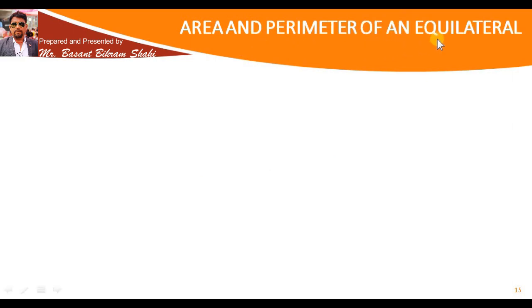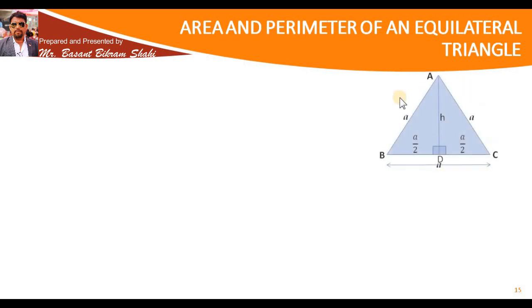Area and perimeter of an equilateral triangle. This is a figure of an equilateral triangle ABC. Here AB equal to BC equal to AC. As all the sides are equal, they are denoted by A here. AD is perpendicular, so the height of the triangle is denoted by H.